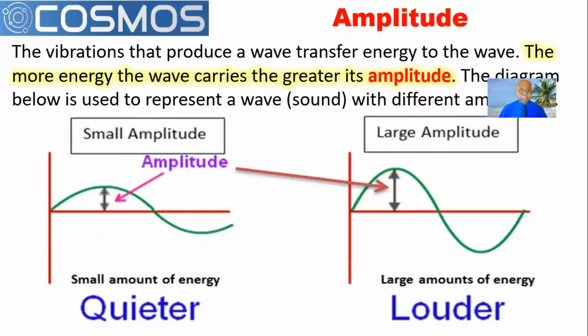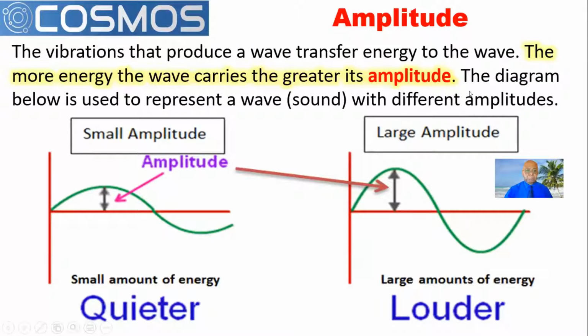The vibrations that produce a wave transfer energy to the wave. The diagram below is used to represent a sound wave at different amplitudes. So you can see this one over here has a small amplitude, because the distance between here and here is small. But this one has a large amplitude compared to this one, so it's much larger. So this sound is going to sound quieter. This sound is going to sound louder.